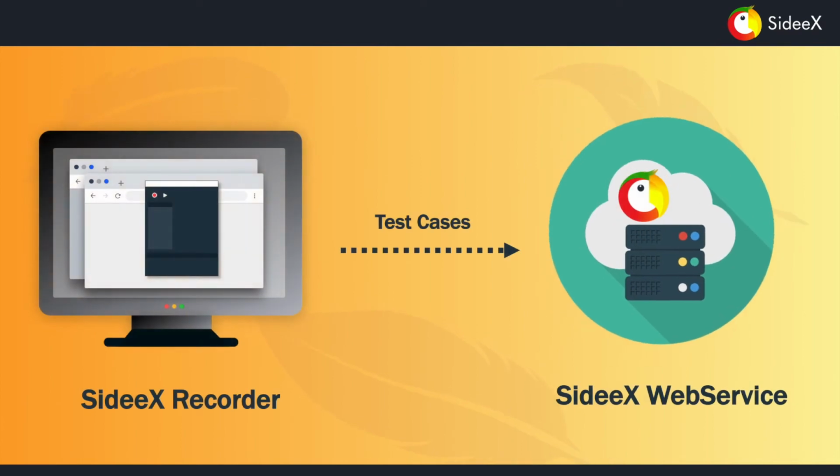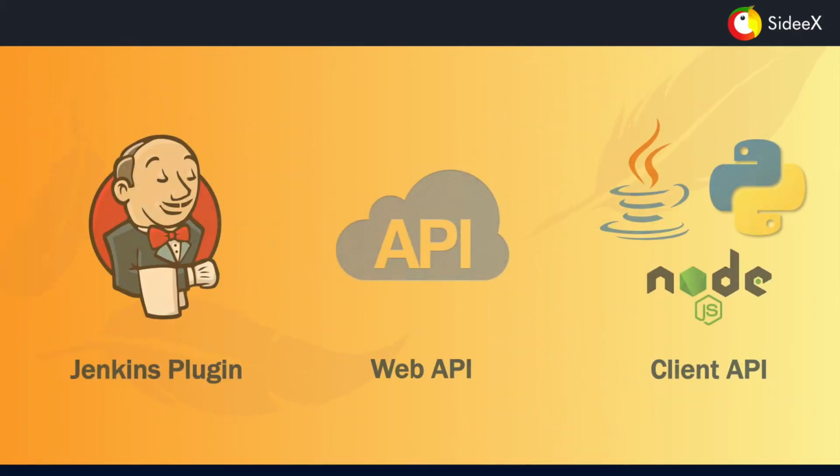Back to the CDEX Web Service. The CDEX Web Service provides a server that delivers testing services for the test cases recorded on the CDEX recorder. This server can be hosted under a private network, which allows companies to use the service within an internal network if your company has any networking policies. There are three different ways to invoke the CDEX Web Service server: the CDEX Jenkins plugin, the CDEX Web Service Web API, and the CDEX Web Service Client API, which is available in Java, Python, and Node.js.